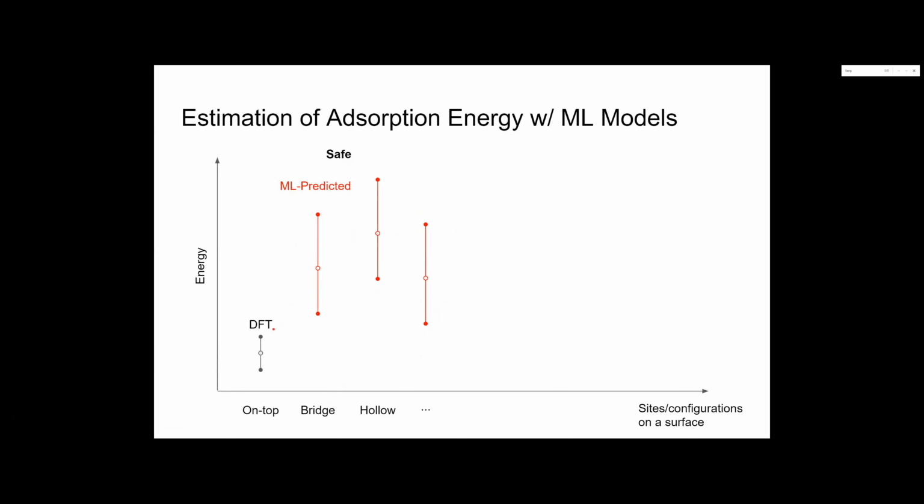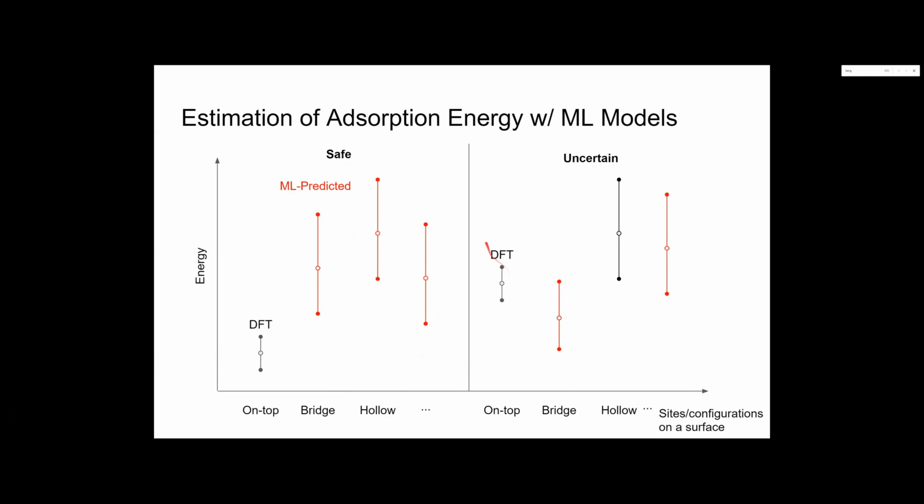If we don't have these machine learning models, we have a problem in that we might have a DFT calculation, but there could be another site that we haven't already considered, like a bridge site, that is actually lower than the DFT one. And so this is a situation where it is actually uncertain what is the adsorption energy, even though we've done 2 calculations on the surface.